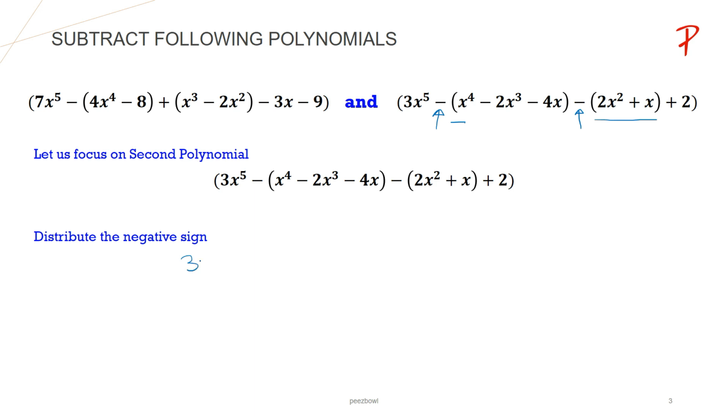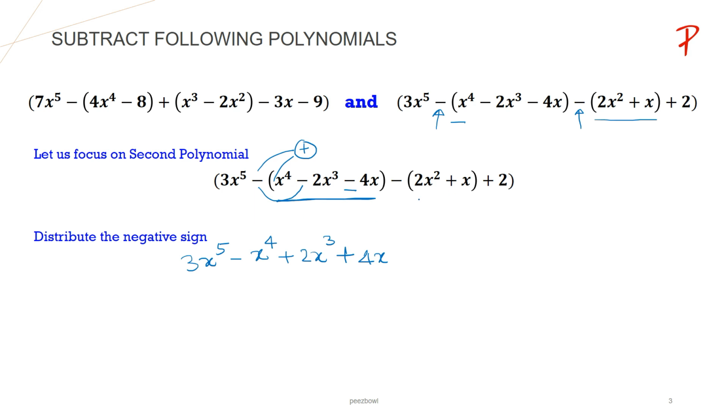First I am going to write 3x to the power 5 as it is. Then before x to the power 4 there is nothing, meaning there is a plus sign. Plus multiplied by minus is minus x to the power 4. Minus multiplied by minus is plus 2x cube. Again minus multiplied by minus will give a plus sign, 4x. If you look closely, whenever I am distributing the negative sign, I am only changing the sign of the terms within this internal bracket. So whatever terms we have in the internal bracket, I have to change its sign in order to distribute the negative sign, right?